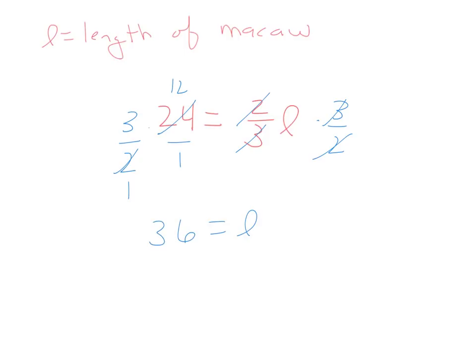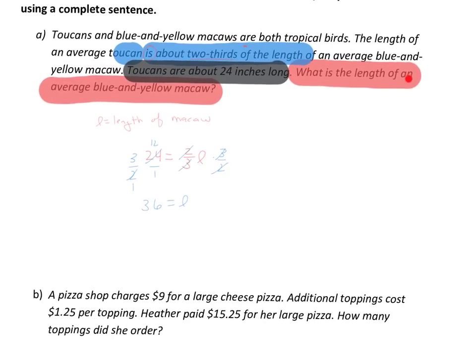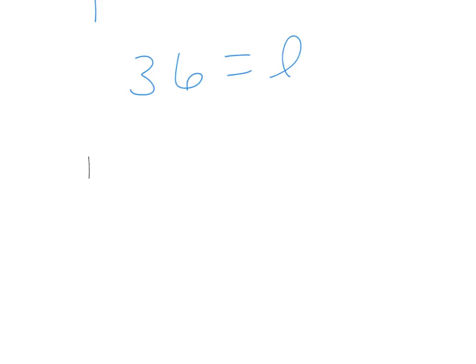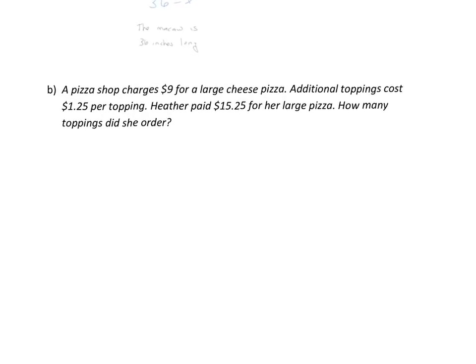Now, you have to write a sentence explaining what's going on. In red there, it says, what is the length of an average blue and yellow macaw? So if I'm looking here, that means a macaw is 36 inches long. Why don't you take a second and write a sentence. Okay. So a macaw is 36 inches long. All right, let's go to the next one.